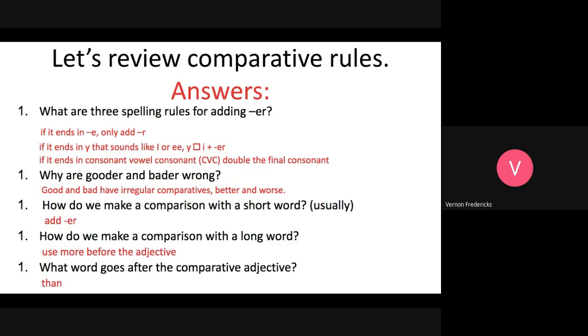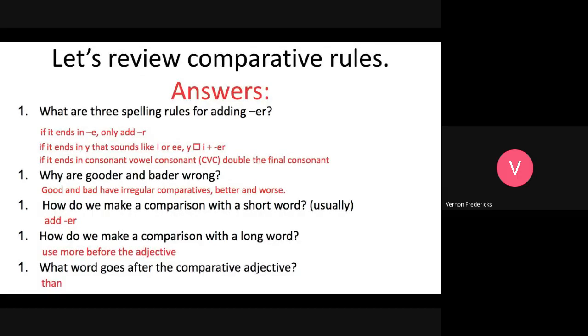So number one, if it ends in an E, add an R. If it ends in a Y, we delete the Y and add I-E-R. If it ends in a consonant, vowel, consonant, double the final consonant. Question number two. Why are gooder and badder wrong? Good and bad have irregular comparatives, and the correct answers are better and worse.